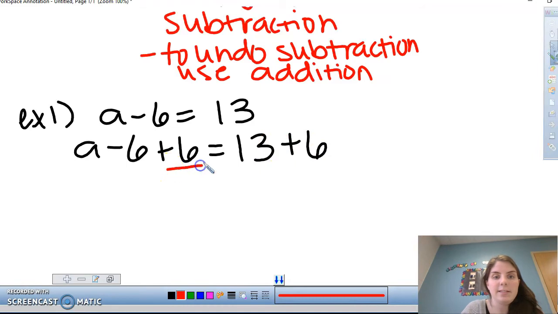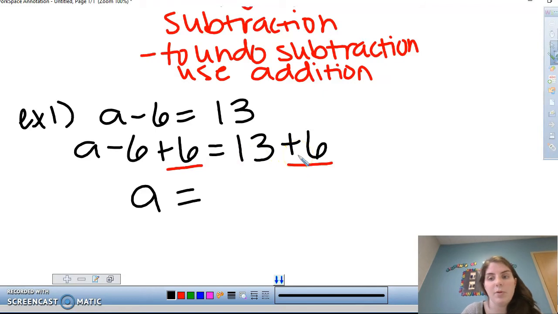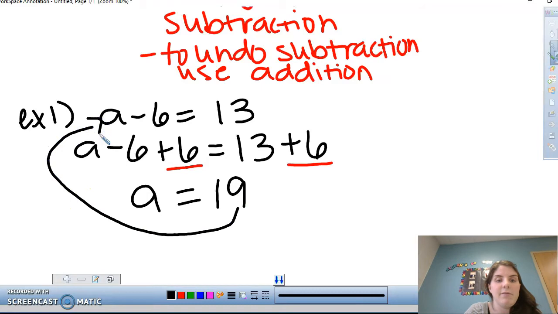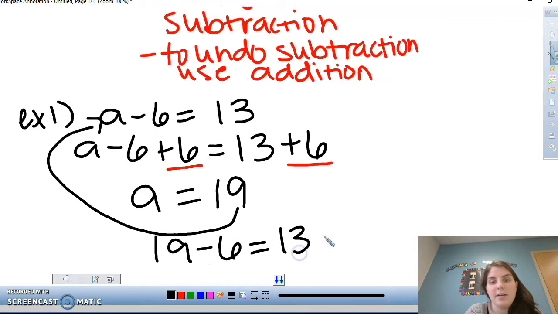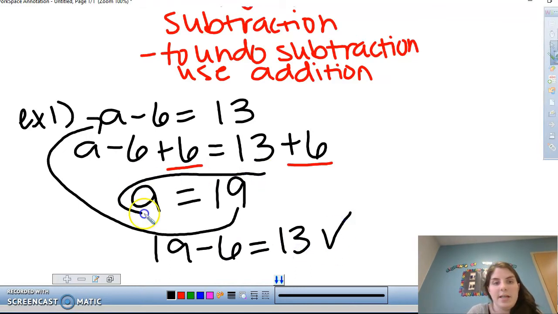If you look here, we added this 6 over here, and we're adding this 6 over here. So when we have a negative 6 plus 6, that's going to cancel out to leave us 0. So we're going to be left with a on this side equals, and over here we have 13 plus 6. Well, they're both positive, so I'm just going to add. So 13 plus 6 would be 19. So a equals 19. Now, one thing I always want you to do is go back and check your answers. So we're going to plug this 19 back in for a. So if we take 19 minus 6, is it 13? And our answer is correct. So our answer is a equals 19.